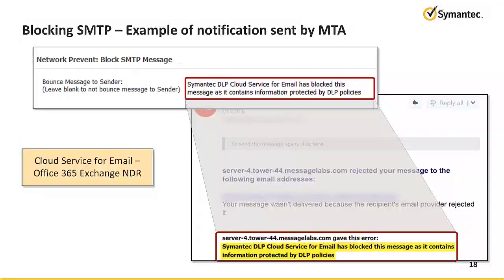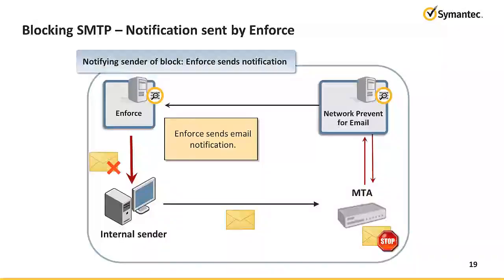This figure shows a configuration in which Symantec DLP relies on the MTA to send a failure notification to the sender. The text included in the bounced message to sender field is displayed in the failure notification. In addition, the original message is redirected to the indicated address. The second option for informing an email sender of a block is to use Enforce-generated email notifications.